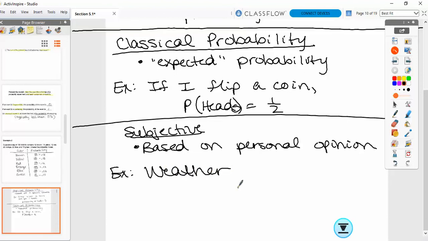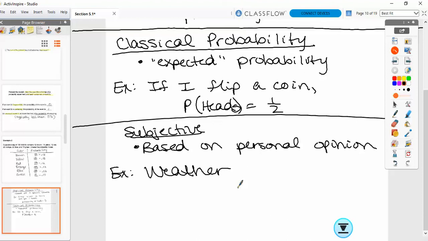You know, sports analysts, when they try to predict the odds that somebody's going to win a game, that's all subjective. It's kind of based on their personal opinion. Now they're basing it off something. It's not just a totally made up number, but different people might look at it and have a different answer for that situation.